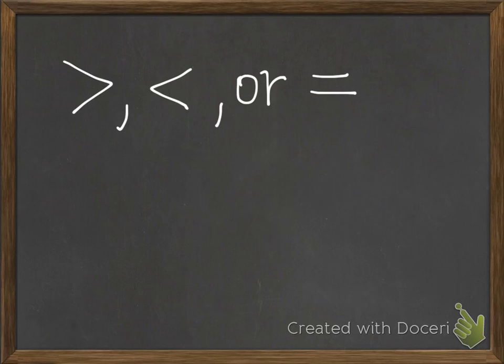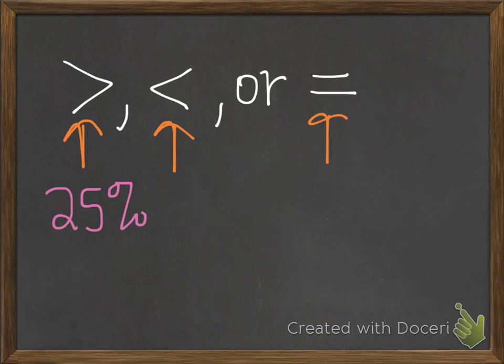One more thing we need to go over is classifying whether numbers are greater than, less than, or equal to. If you don't know which one is which, this is greater than, less than, equal to. So if we've got a problem like this, 25%, we don't know what should go in the middle, and, let's say, 0.3, actually.